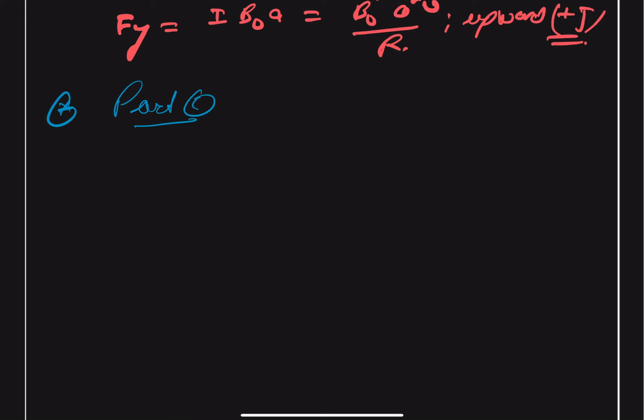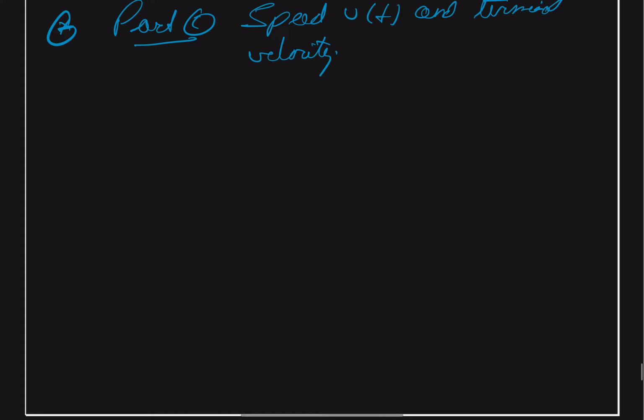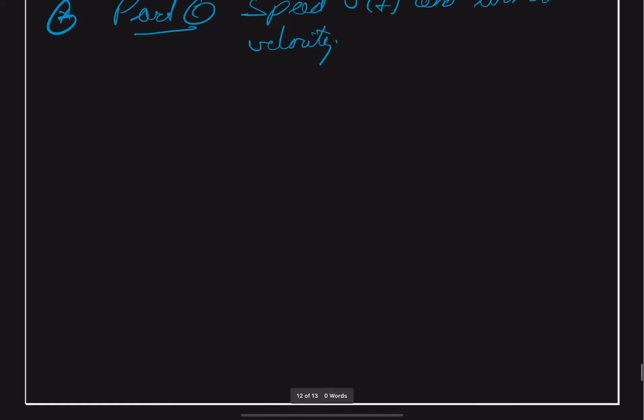Part C. So we have speed Vt and terminal velocity. So there will be two forces acting on this loop. One will be the force of gravity, in the downward direction, and Lorentz force in the upward direction. So there will be a net force which will be producing the acceleration.